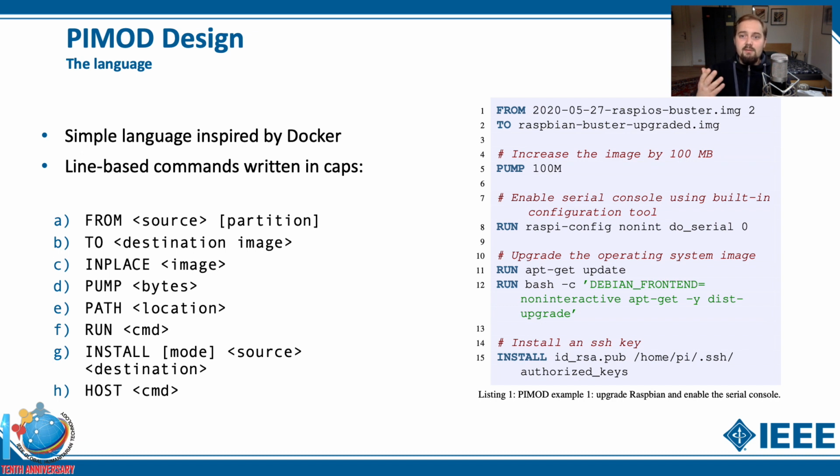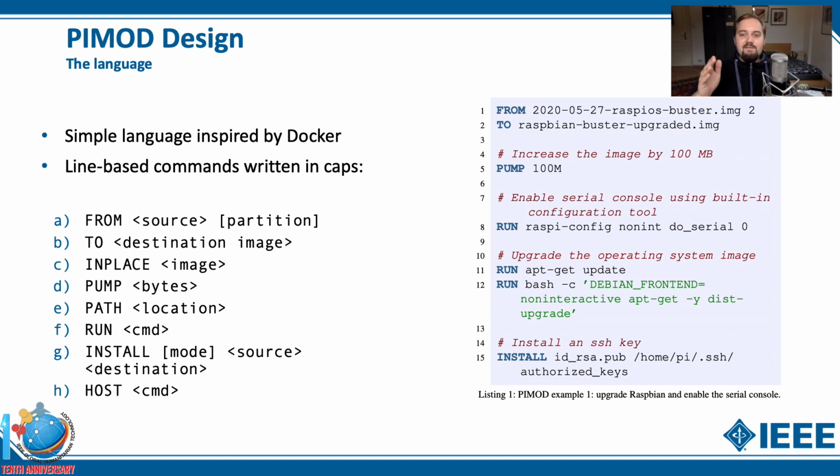Here you see on the right a simple listing of a PIMOD file, which does nothing else but downloading the operating system, increasing the image size by 100 megabytes. You see it in line 5. Then run a configuration script, which is part of the distribution, to enable the serial console. Then we do an update of the packages and upgrade them to the latest software versions. And in the end, install a local SSH key so that we can later on log into the machine.